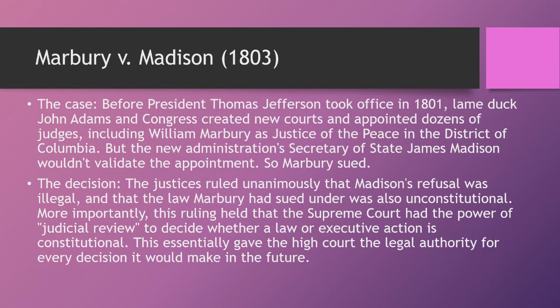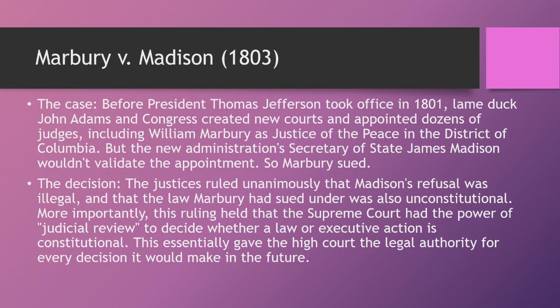This is where William Marbury, who was supposed to become the Justice of the Peace in the District of Columbia, but Thomas Jefferson and James Madison, mainly James Madison, blocked it. They wouldn't validate the appointment, and so Marbury sued him. It went through all the courts, and it ended up in the Supreme Court. The justices ruled unanimously that Madison's refusal was illegal, and that the law that Marbury had sued under was also unconstitutional. So it was like a double whammy from the Supreme Court.